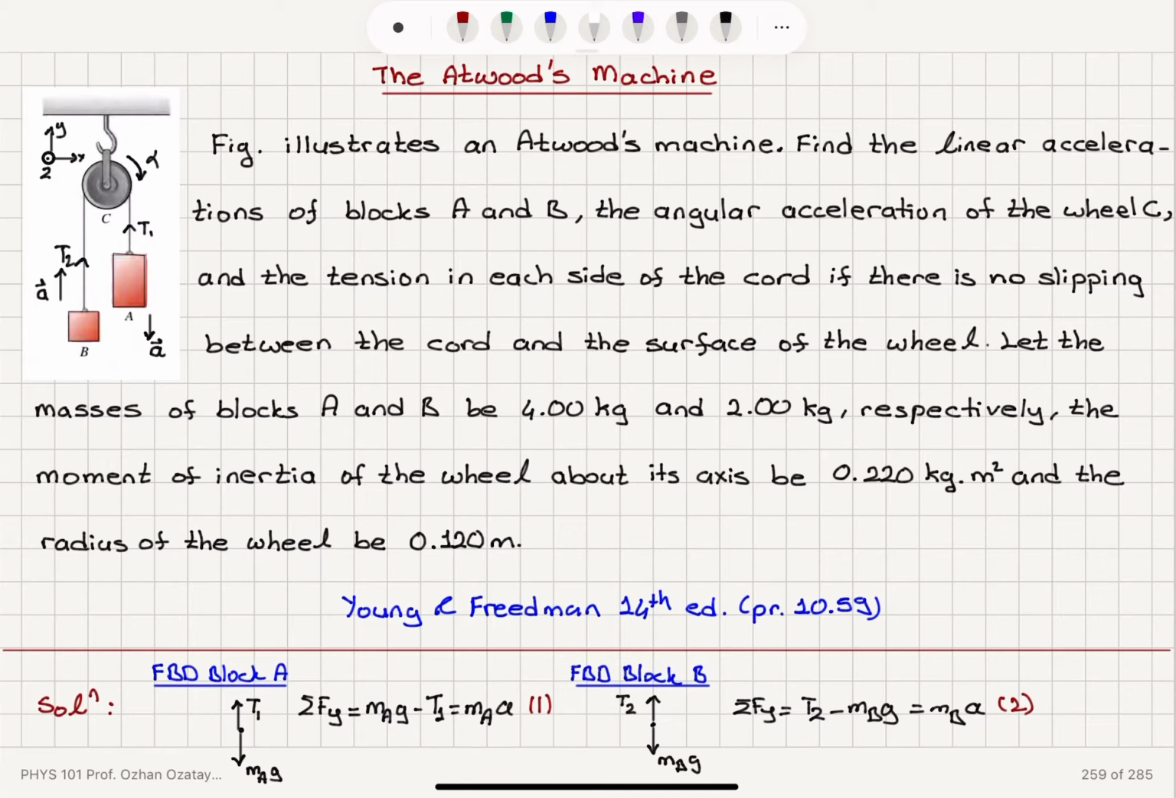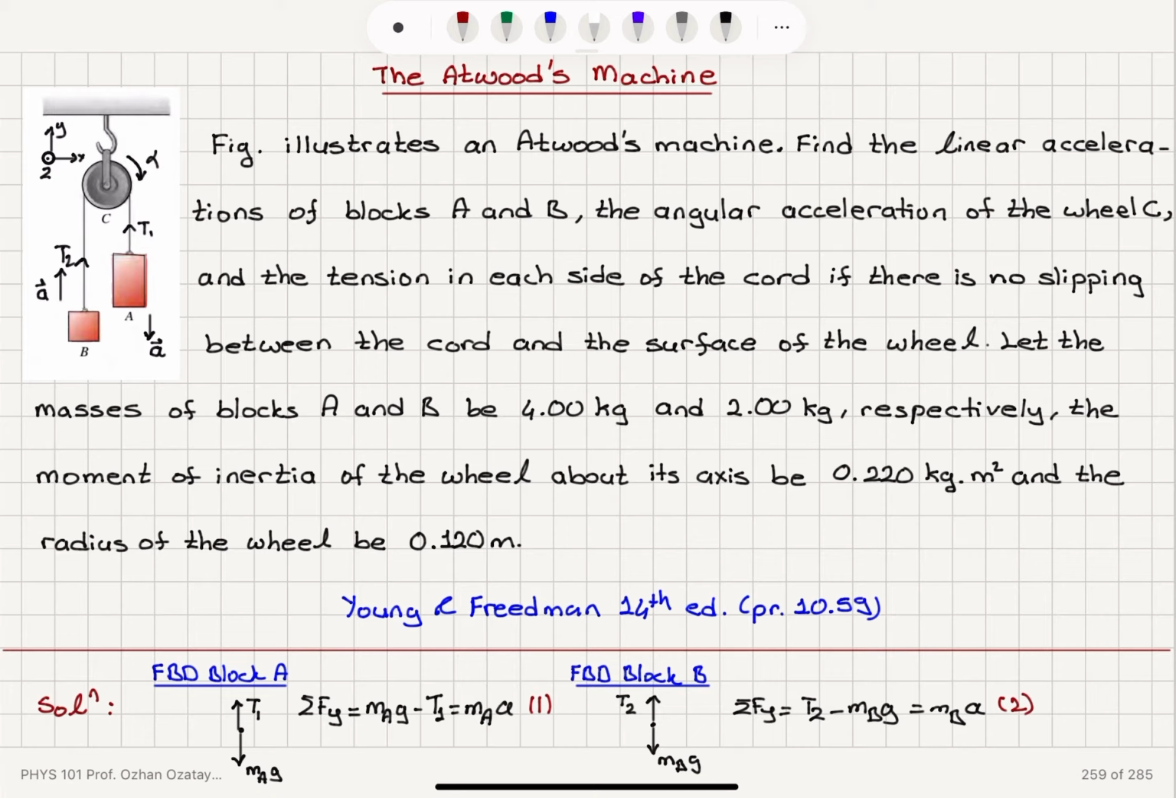Okay, so to summarize, we have Atwood's machine consisting of two blocks of masses 4 kilograms and 2 kilograms. Mass A is greater than mass B. The system will be accelerating in a sense that A would be going down, B would be going up, and the wheel C would have an angular acceleration in such a way that it would be turning in the clockwise direction.